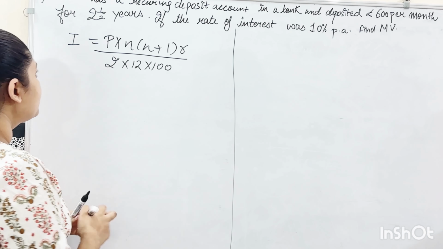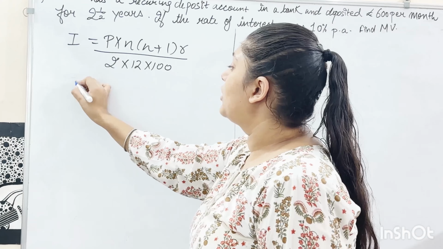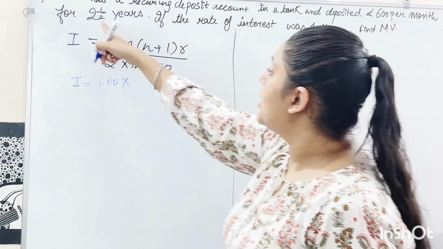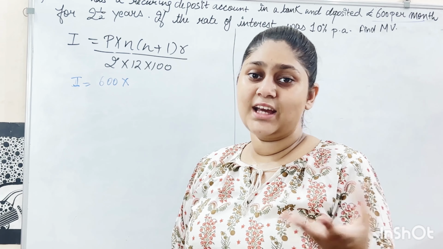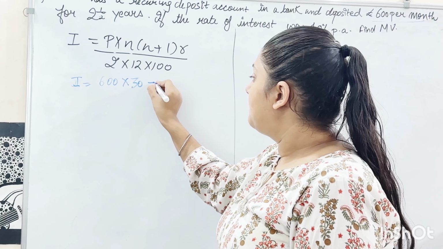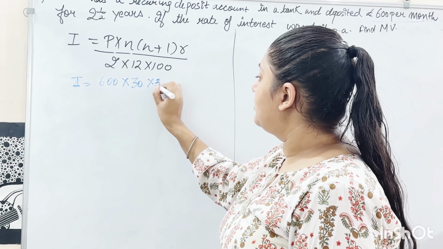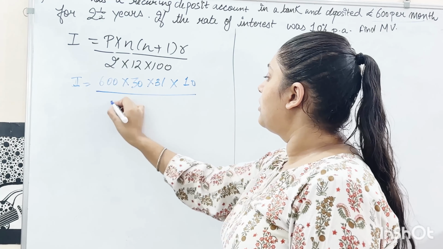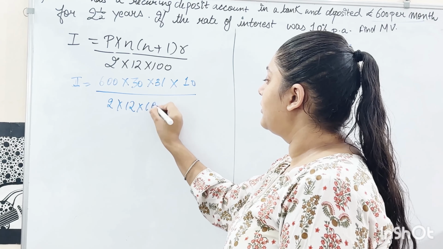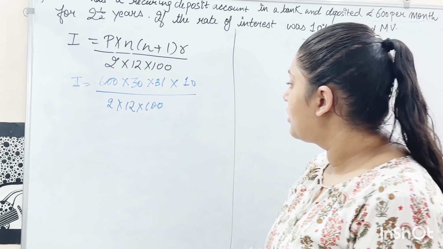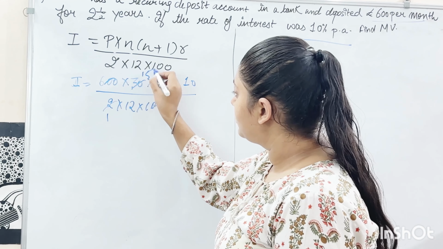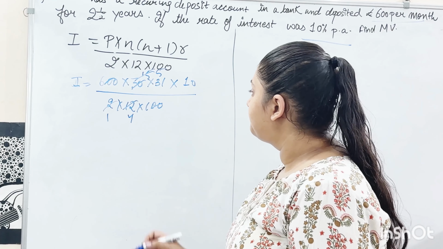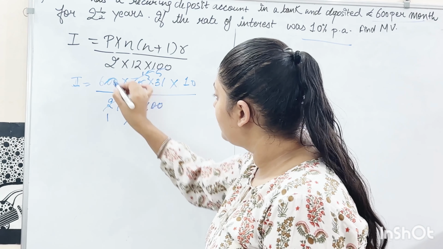So let's put the values over here. I, we have not got any value, so we'll leave it as it is. The principal is 600, and how many months? It's 2.5 years, 24 plus 6, that is 30, into 31, into the rate, which was 10%, over 2 into 12 into 100. You can slightly cut it out. So it will be 2, 1, 15. Can we go with 3, 4, 5? Then it can be cut like this.